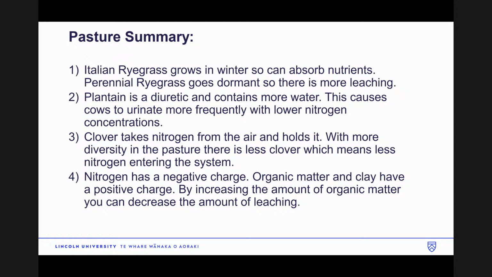This causes cows to urinate more frequently with lower nitrogen concentrations. Clover takes nitrogen from the air and holds it. With more diversity in the pasture, there's less clover, which means there's less nitrogen entering the system. And nitrogen has a negative charge. Organic matter and clay has a positive charge. By increasing the amount of organic matter, you can decrease the amount of leaching. So that's kind of for the pasture side.